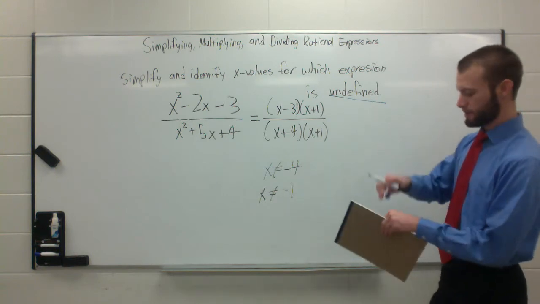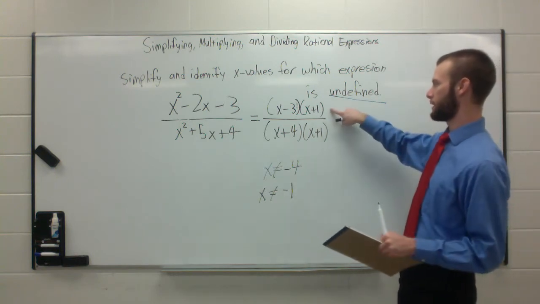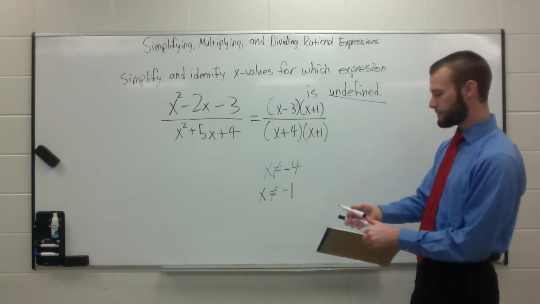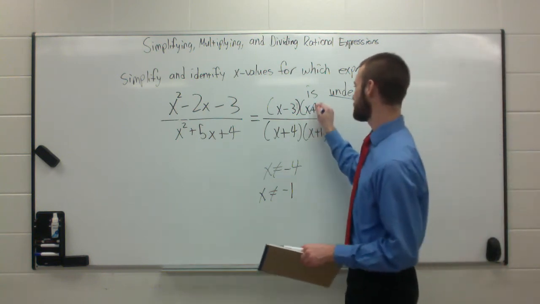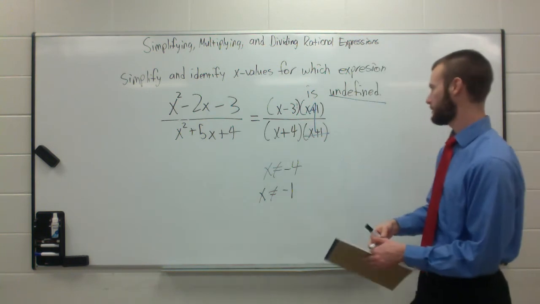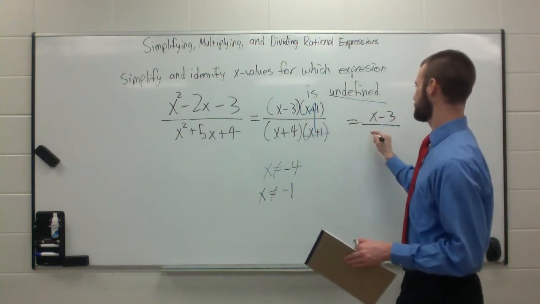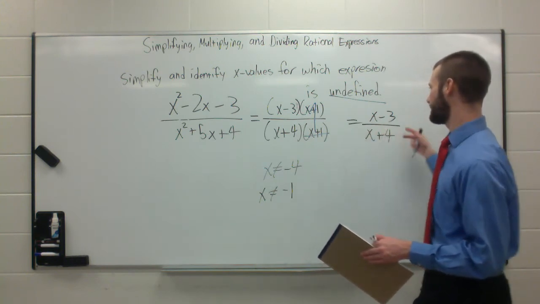Now, we also notice the numerator has an x plus 1, and the denominator has a factor of x plus 1. Since they have that factor in common, we can go ahead and simplify that. That divides to 1, and we're left with x minus 3 divided by x plus 4. And this would be simplified.